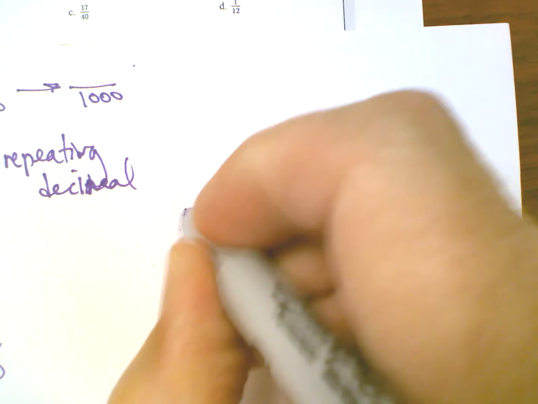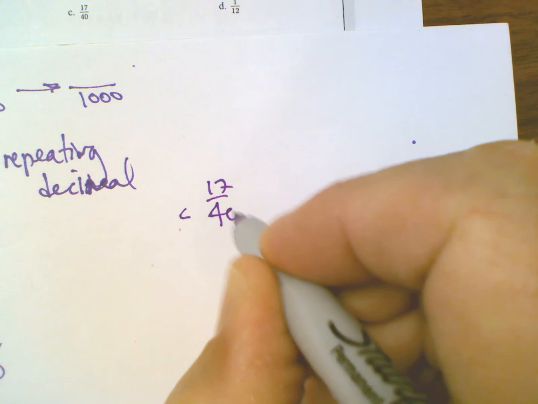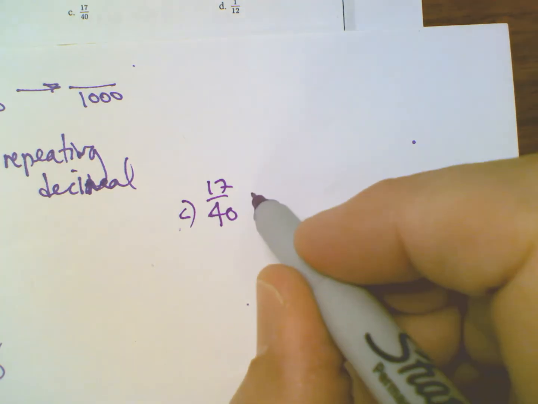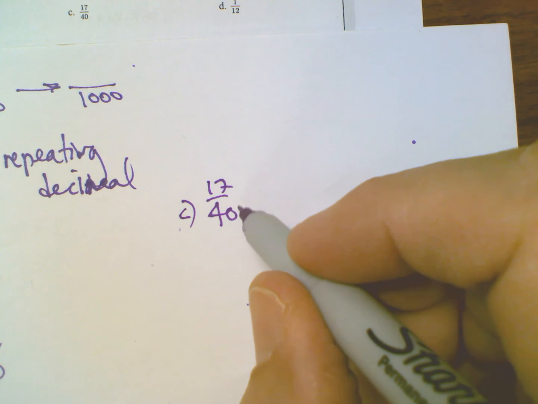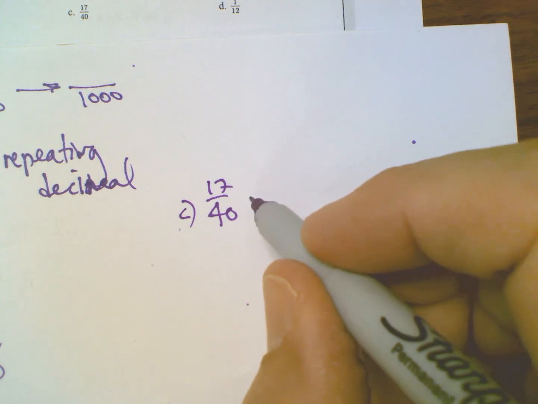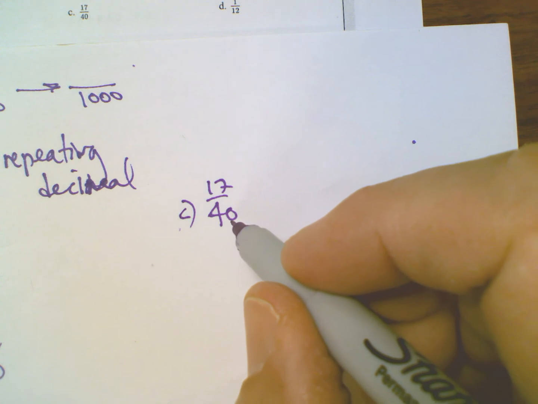Okay, C wants us to do 17 over 40. And again, I need to see, can I get this over 10? No, I can't reduce it to make it over 10. Can I make it over 100? No, 40 doesn't evenly go into 100. How about 1,000?